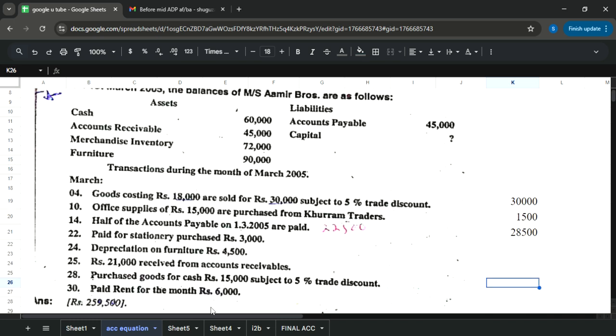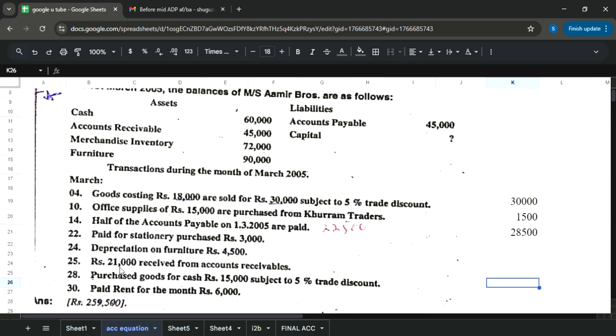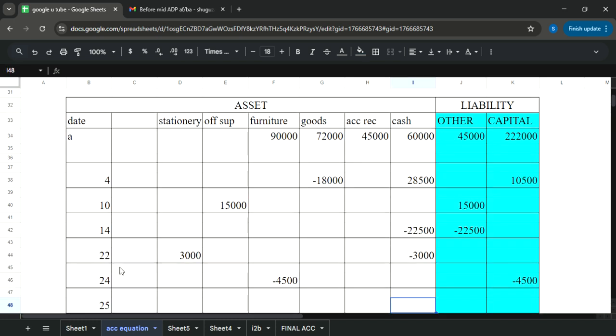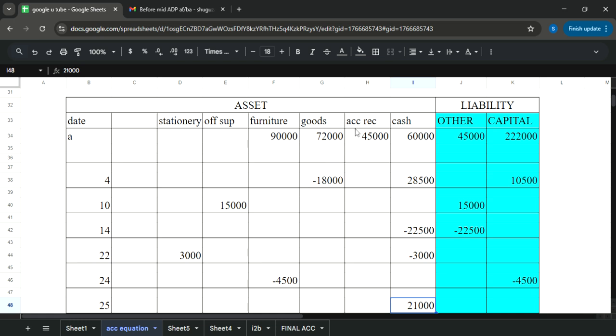24th completed. Now 21,000 received from account receivable. Receive means cash. So there is an increase in cash, 21,000. You will come in cash and write 21,000 with a plus sign. And now second note, from whom are you receiving this cash? From account receivable, debtors, and we have maintained this account receivable. At the same time, what happened? Since you have received, they are no more your account receivable. Account receivable are decreasing. You will put a minus sign.